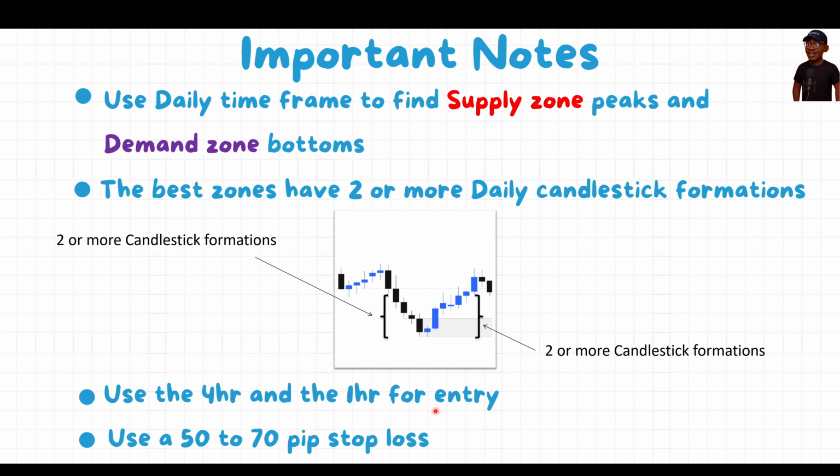It's not possible. So the last thing that I want you to consider is to use a 50 to 70 pip stop loss when you are trading. Now the reason is that this strategy tends to retrace a lot. There will be a lot of retracement, so a large stop loss will cater for any retracements that happen. If the stop loss is too much for you, you can simply lower your lot size when you are trading.